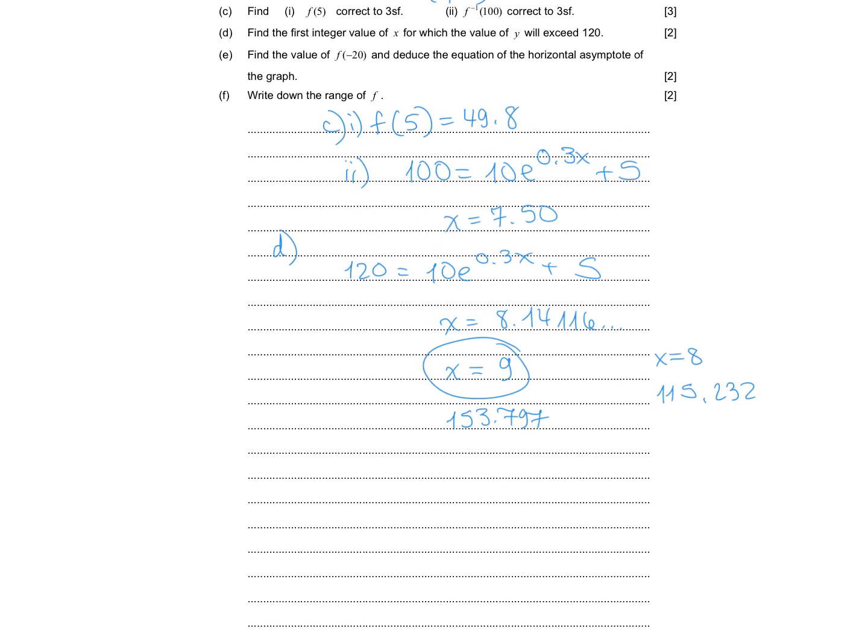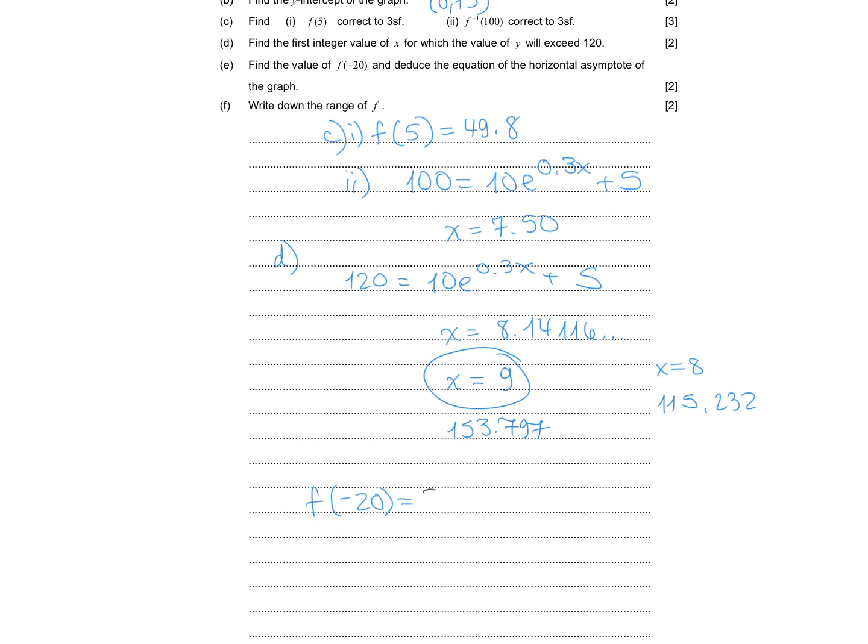All right, find the value of f at -20 and deduce the equation of the horizontal asymptote. So if we type in -20 as our x, we should get 5.02, and deduce the equation of the horizontal asymptote.